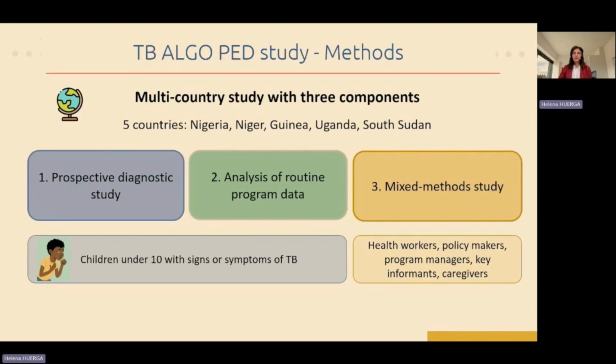The TB AlgoPET study is a multi-country study with 3 components: a prospective diagnostic study, an analysis of routine program data, and a mixed method study. For the first 2 components of the study, the population are children under 10 years of age with signs or symptoms of tuberculosis. And for the third component, the mixed method study, the population are health workers, policymakers, program managers, key informants, and caregivers. We have conducted this study in 5 countries: Nigeria, Niger, Guinea, Uganda, and South Sudan.